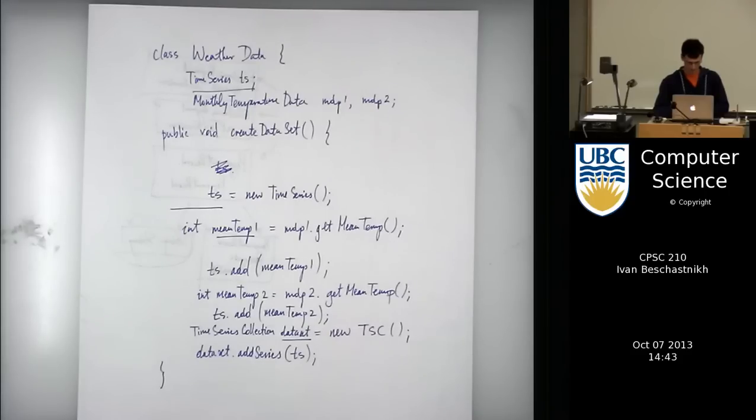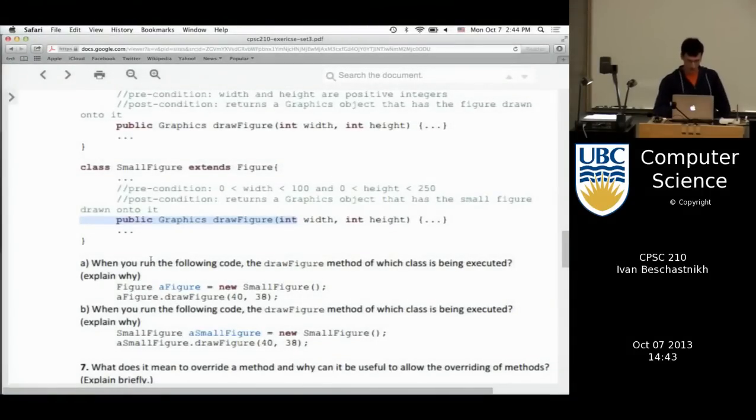Okay. So 6A is B. The first question is, when you run the following code, the draw figure method of which class is being executed? This is all about dynamic dispatch, right? This is talking about apparent types and actual types, but in practice now. So I'm going to define a figure, aFigure, and set it to be a small figure. And then I'm going to call aFigure.drawFigure.